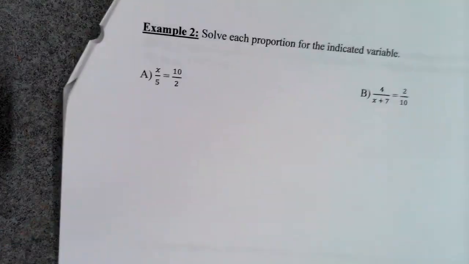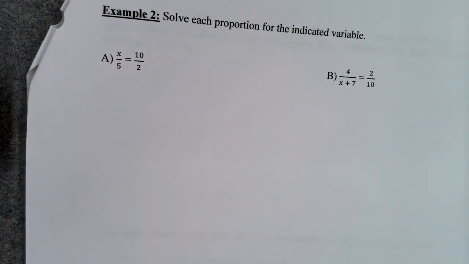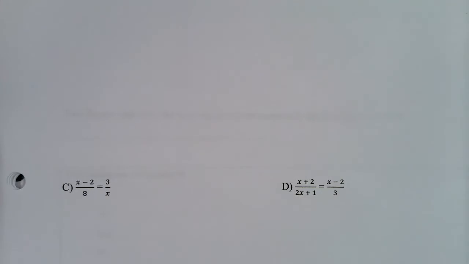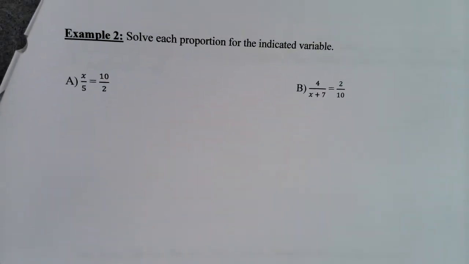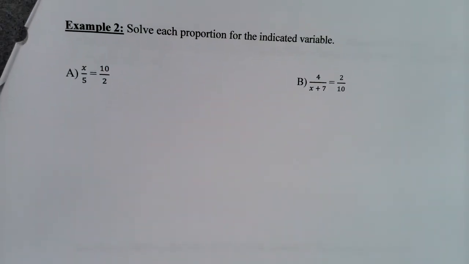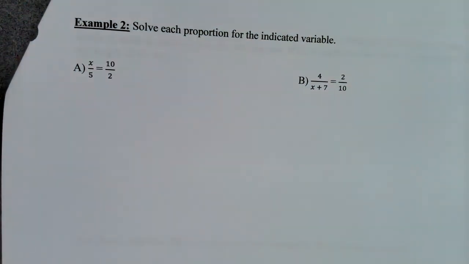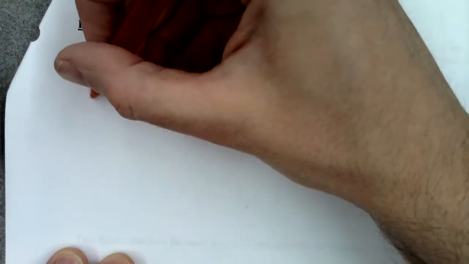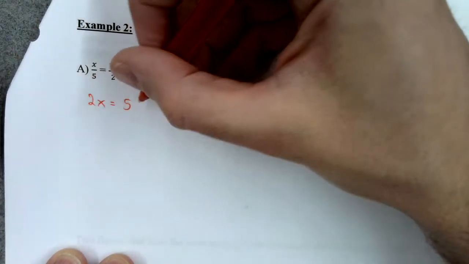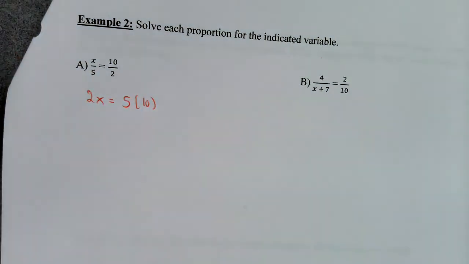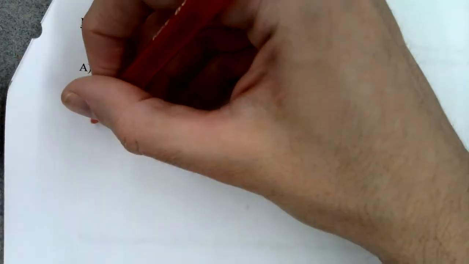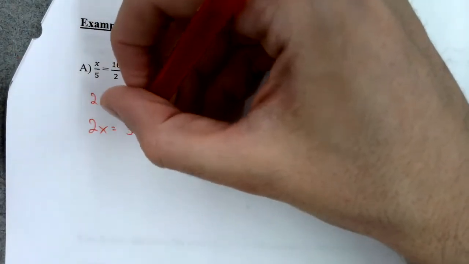Okay. Example 2. Solve each proportion for the indicated variable. So we'll start. I have 4 of these. We have 2 easy ones and 2 not so easy ones. Okay. So for example 2a, multiply the diagonals. 2 times x equals 5 times 10. So 2 times x equals 50. X equals 25.